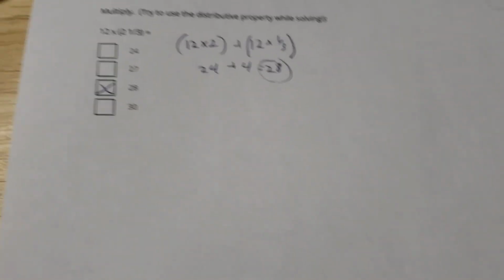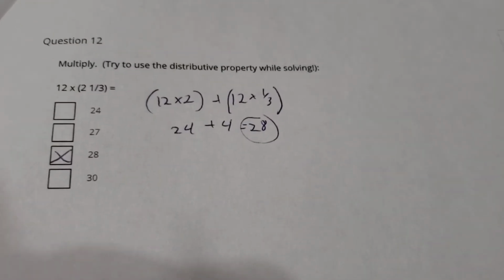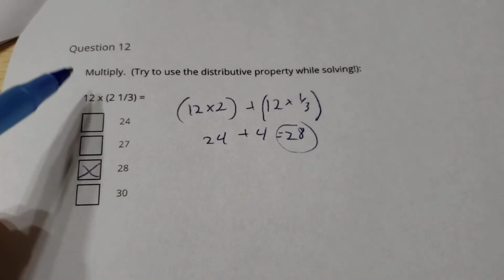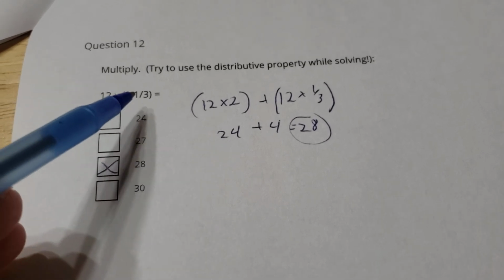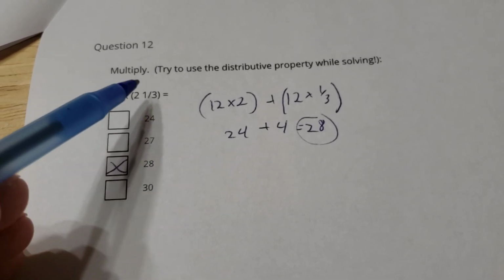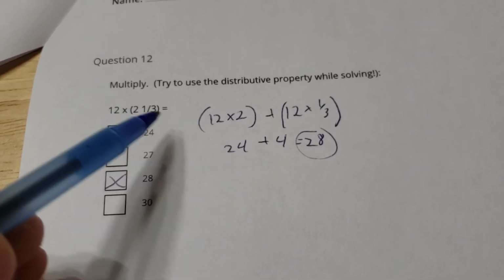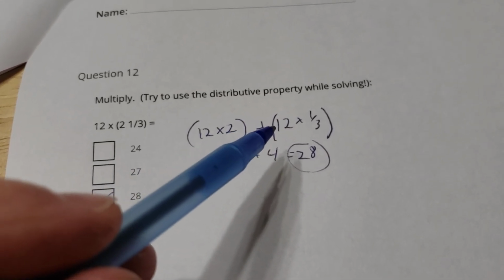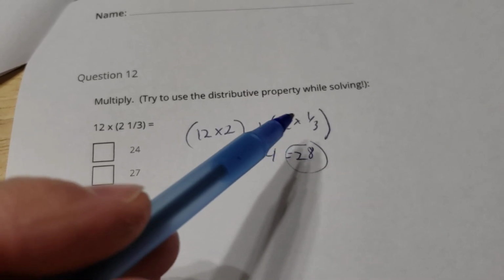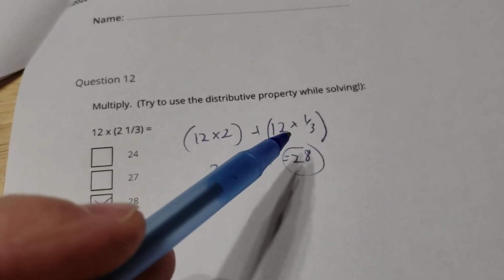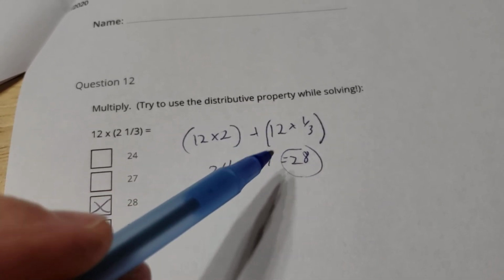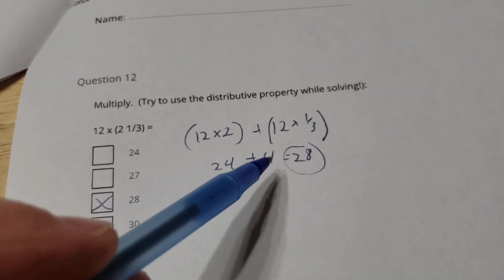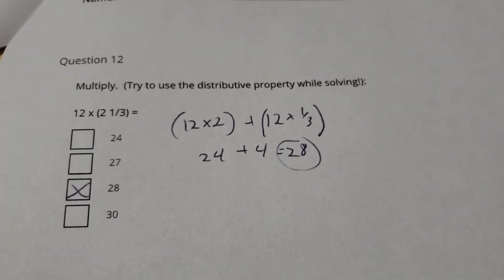And finally, we're going to wrap up with number 12 here. Multiply. It says try to use the distributive property while solving. This will make the problem a lot easier for you, actually. I'm going to take the 12 times the whole number, and I'm going to take the 12 times the fractional amount. So 12 times 2, that's just a 24. And then I also have that 12 times the 1/3, or think of it as 1/3 of 12. Well, if I can split 12 up 3 equal ways, it would be 4. So 24 and 4 actually gives me 28. And there we go.